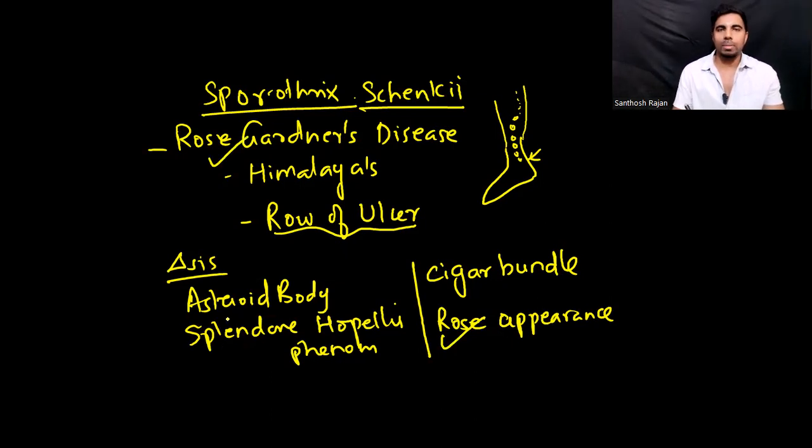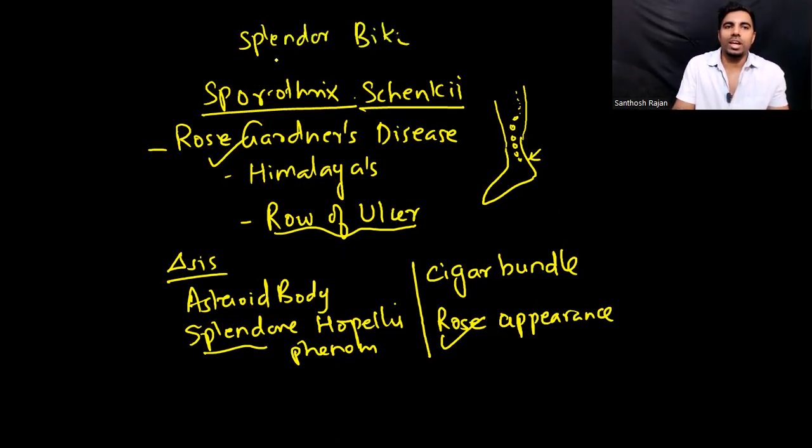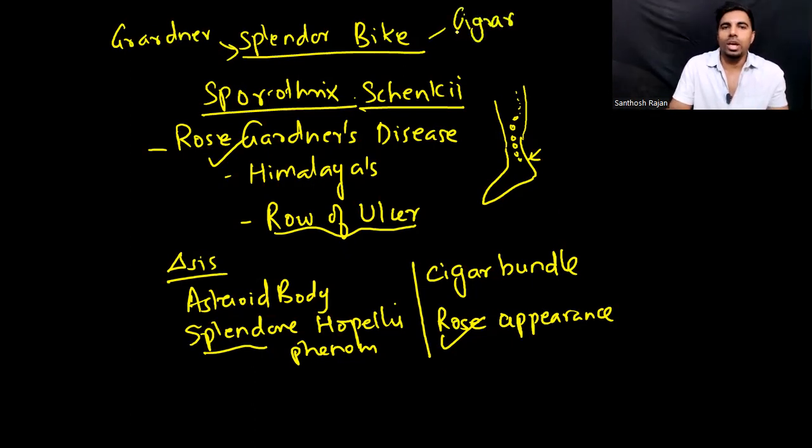And asteroid, the gardener has asteroid. What else does he have? A Splendor bike. Remember, what does the gardener have? Gardener has a Splendor bike. Okay, remember this. Who has a Splendor bike? Gardener has a Splendor bike. Then what does he like? He likes to smoke cigars. Okay, cigar bundle and gardener. The gardener has a Splendor bike and likes smoking cigars. Okay, this is important for your Sporotrichosis.